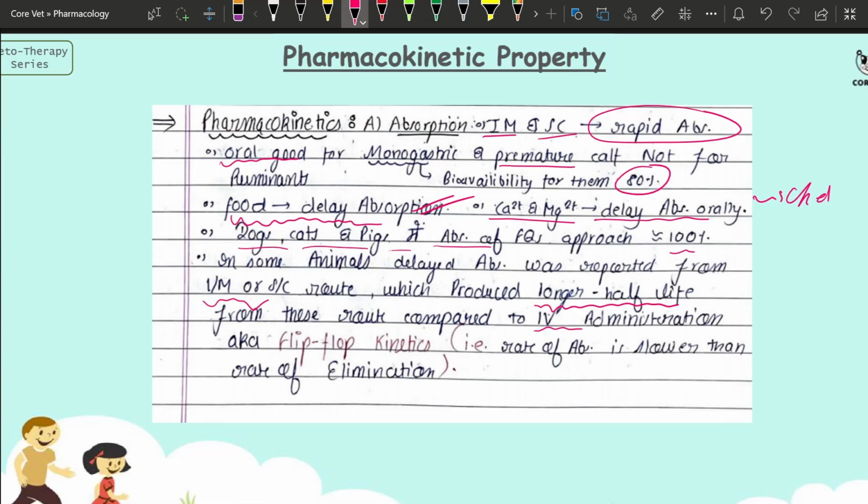But in certain cases, what we had observed is that through the IM route and the subcut route, there is delayed absorption, right? Due to the delayed absorption, there is a longer half-life, right? It is also known as flip-flop kinetics, right? Means the rate of absorption is lower than that of the elimination, right?